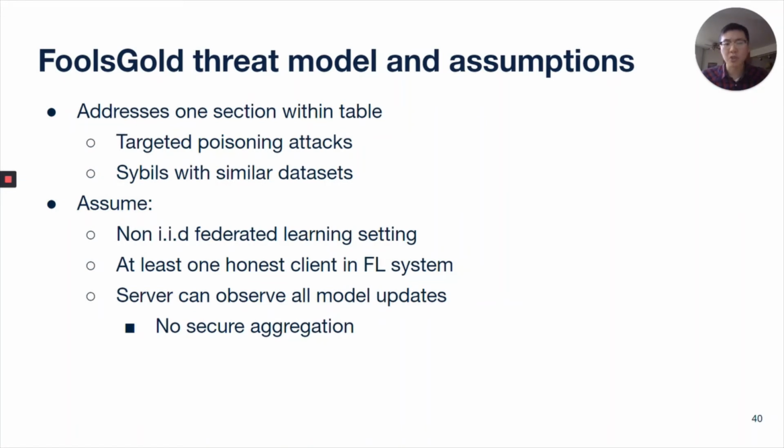When designing FoolsGold, we assume that the data is non-i.i.d, as is the case for most federated learning deployments. We also assume that there is at least one honest client in the federated learning system. We also assume that the server can observe all the model updates. This is a limitation of our defense, as techniques such as cryptographic secure aggregation prevent the server from being able to see model updates individually, so they would not be compatible with FoolsGold.